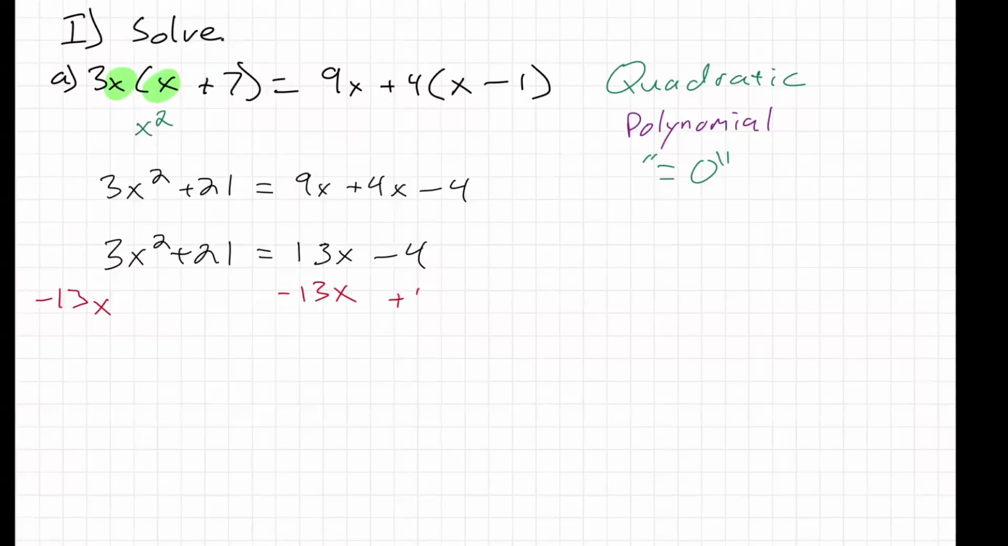I'm keeping that 3x squared positive. Remember, that's my focus. But that would give us what? 3x squared minus 13x plus 25 equal to 0. Are we in agreement here? If anyone got that already?